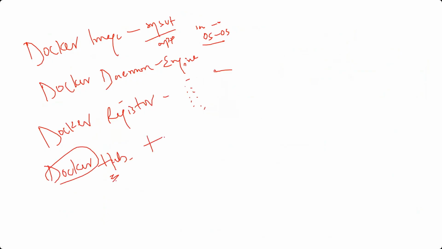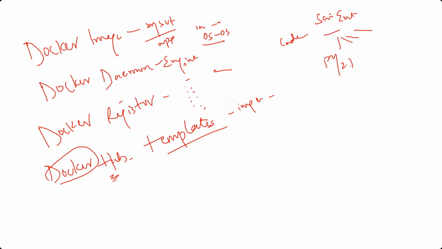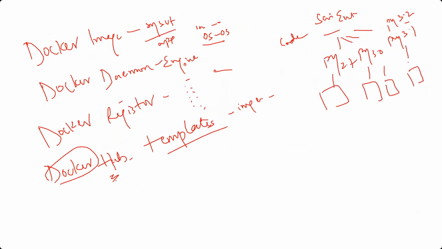Docker Hub gives you predefined templates of images which come with special software. So for example, go to Sai Enterprises. Sai wants to test one code in Python 2.7, Python 3.0, Python 3.1, and Python 3.2. If he had to do this study 10 years ago, he would have to buy 1, 2, 3, 4 machines, where he has to install Python 2.7, 3.0, 3.1, 3.2 and run the code.